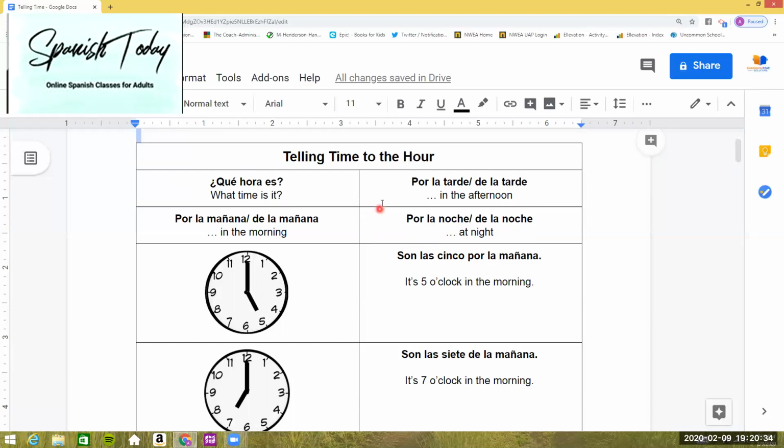Then we have the times of the day. So, por la tarde, that's in the afternoon, or it could be de la tarde. So you'll see all of these different times of the day. You have por la mañana in the morning, por la tarde in the afternoon, por la noche at night. Let's go over those again.